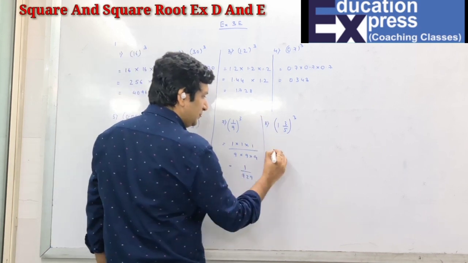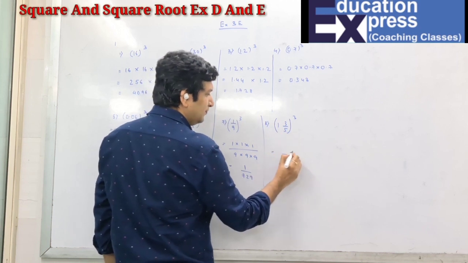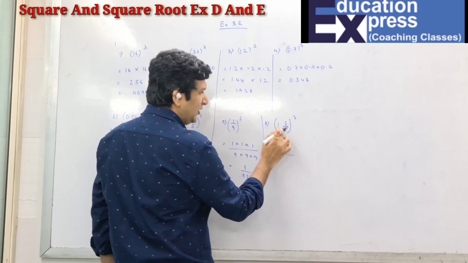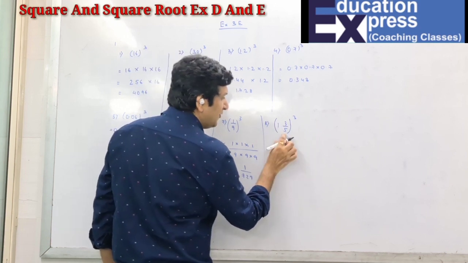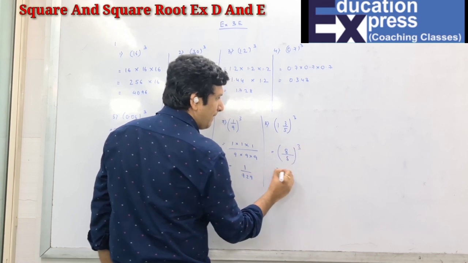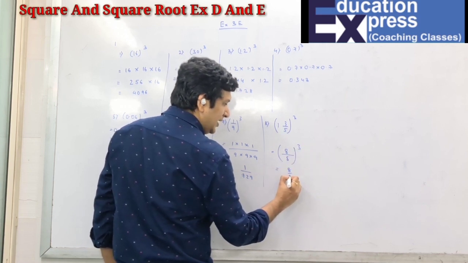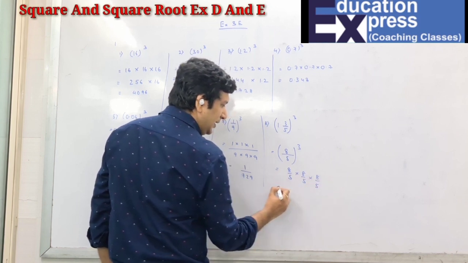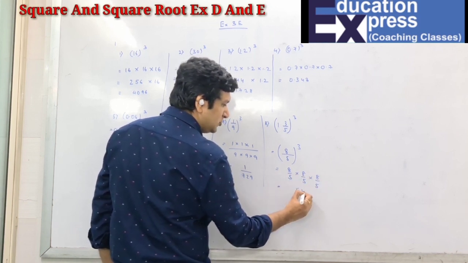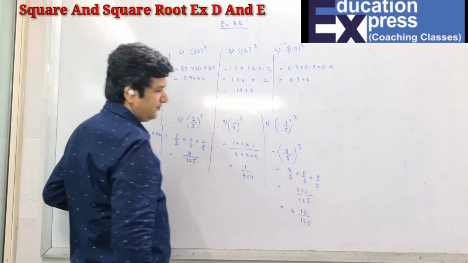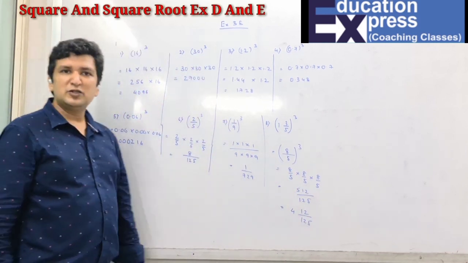Now question number 8. You can first convert this mixed fraction into an improper fraction. 5 1s are 5, 5 plus 3 is 8 upon 5. And now 8 upon 5 cube. 8 8s are 64, 64 8s are 512 upon 125. Upon 125 is the answer. So we have finished question number 1.